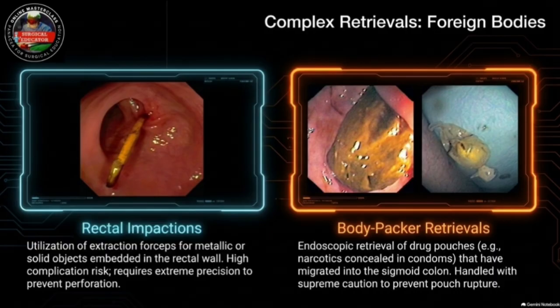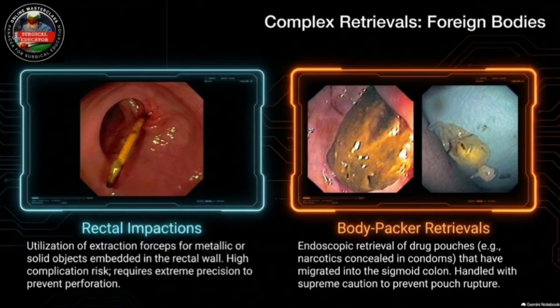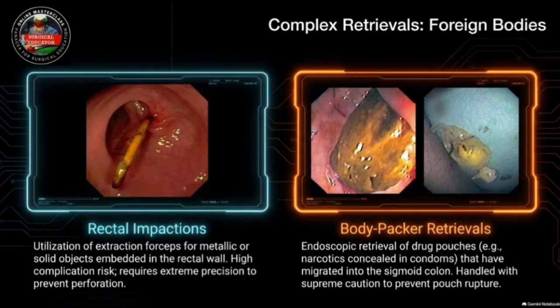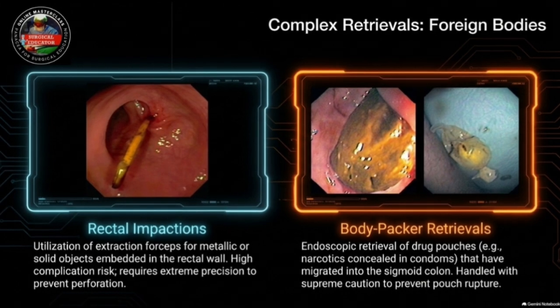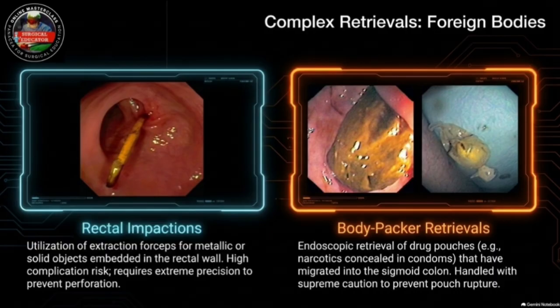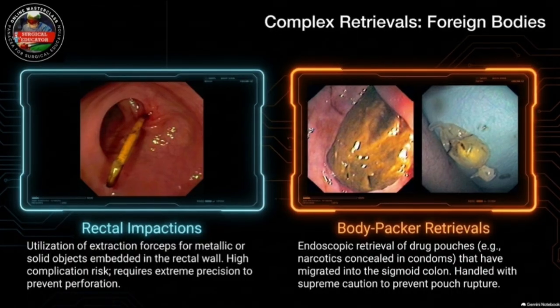The rectum and the sigmoid colon have very complex curves. If a solid, rigid object is lodged inside and you simply grab it and pull straight down, the rigid edges of that object won't follow the curve of the bowel. What happens instead? They will act like a spear, piercing straight through the bowel wall and causing a catastrophic perforation. Oh, geez. Which brings us to the second incredibly high-stakes image on the slide, body packer retrievals.